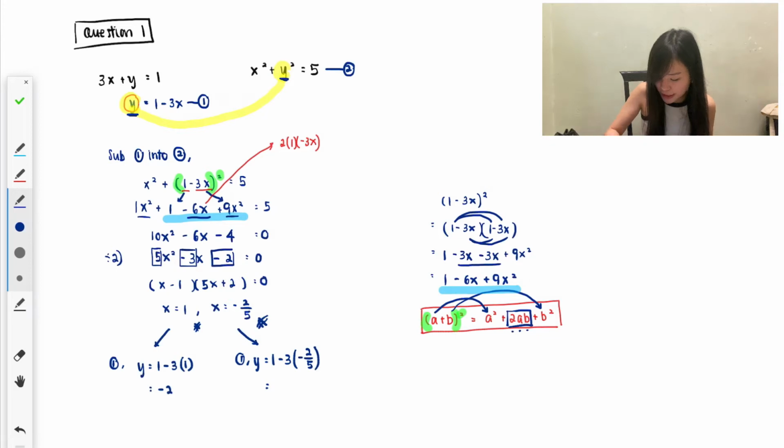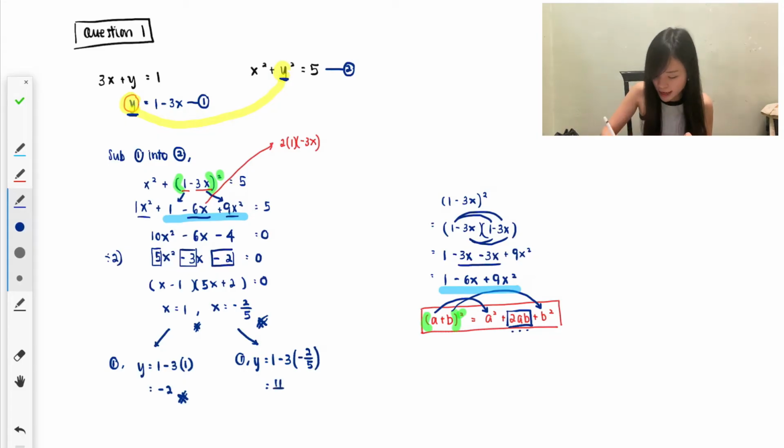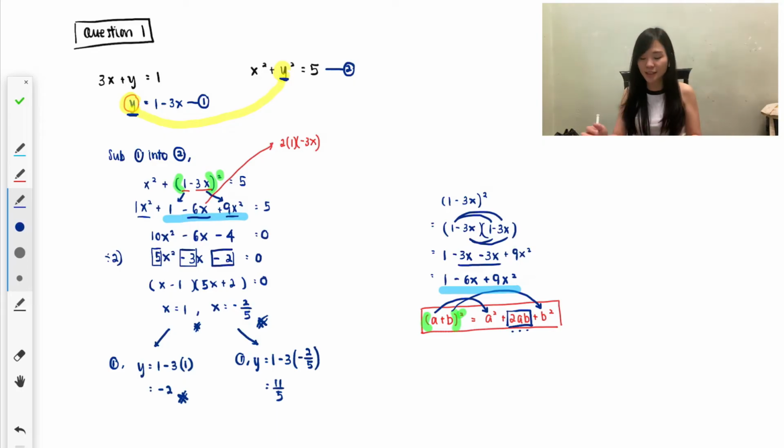Do you first get the answer negative 2? How about the second one? 1 minus 3 bracket negative 2 over 5. Do you get another answer? 11 over 5. Just like that, done. Let me write nicely for you. That means when my x is 1, my y will be negative 2.